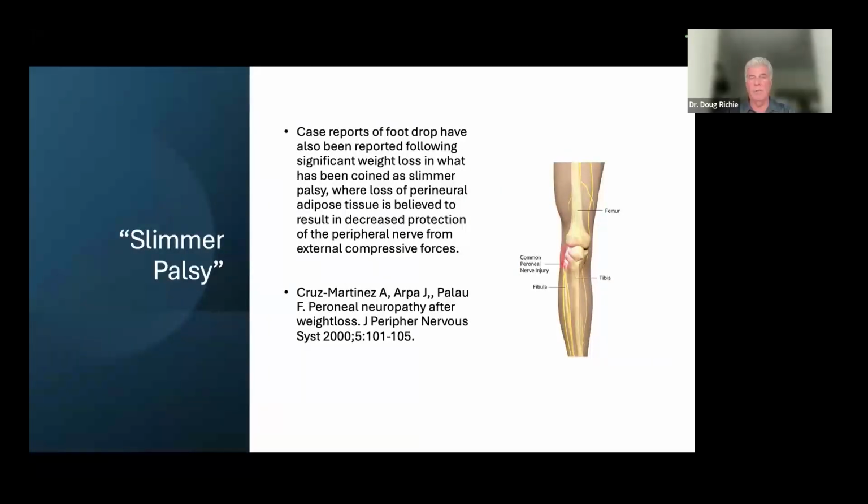Another palsy called slimmer palsy we're seeing now with the onset of weight loss medications, Wegovy and so on, have been reported in the literature to cause foot drop with a loss of the protective peroneal adipose tissue around the common peroneal nerve, combined with probably postural aggravation, whether it's prolonged cross-leg sitting or squatting or bending. So it's an interesting thing to keep in mind with patients who undergo significant weight loss. We're starting to see reports of this.